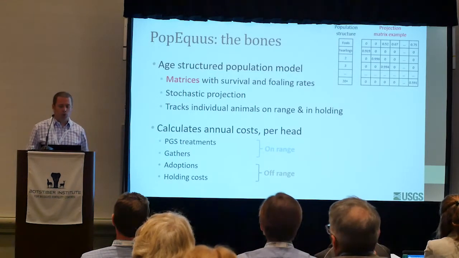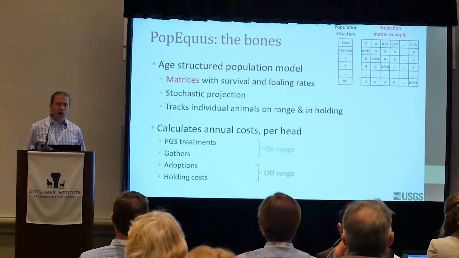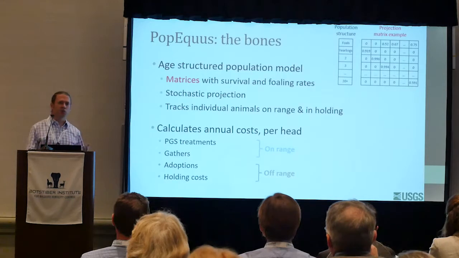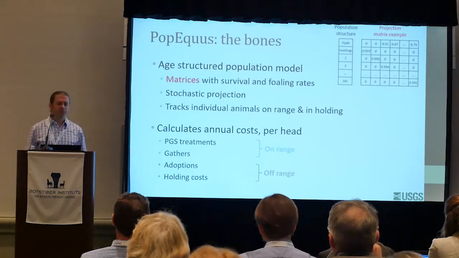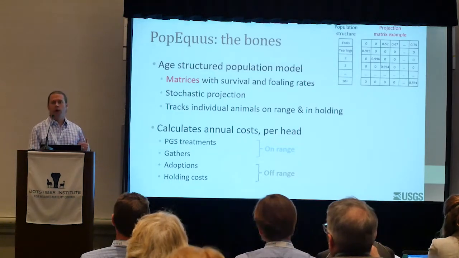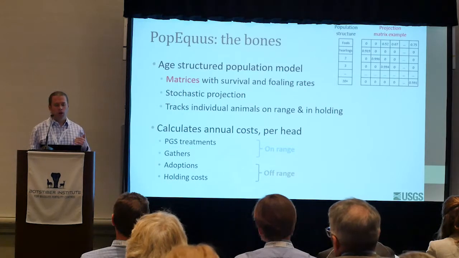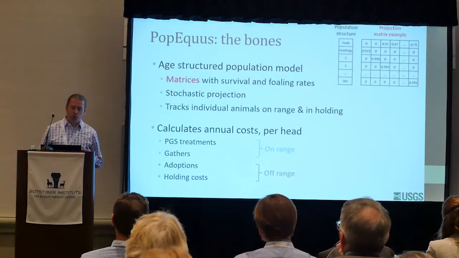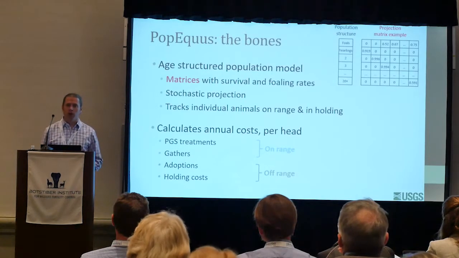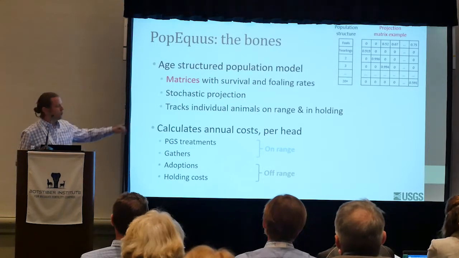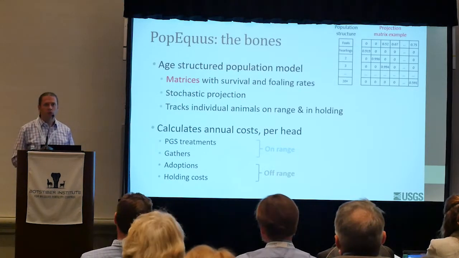As we get more data, we're going to incorporate new data. It's a stochastic projection, so we have environmental variability, so things change between years, and demographic stochasticity. We're going to track individuals. What this model does is project things forward and then track individual animals both on the range and in holding facilities over time. Then we can calculate costs on an annual, per-head basis, based on those individual animals.